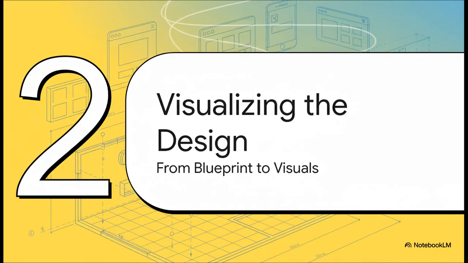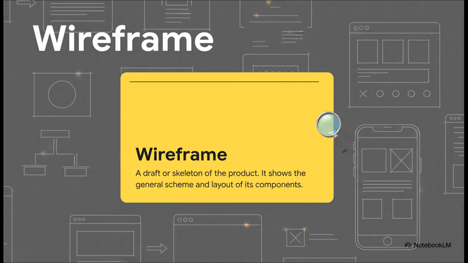Okay, so our blueprint is drawn up. Now it's time to start building. We're moving away from the abstract plan and into something you can actually see. We're going to start visualizing what this thing will actually look like. The very first step in visualizing is something called a wireframe.